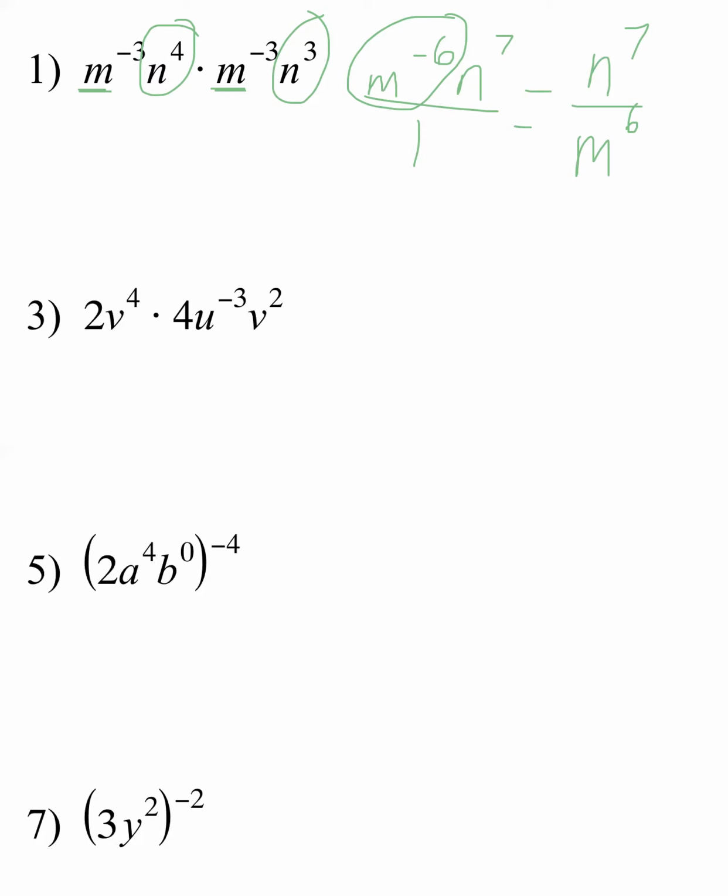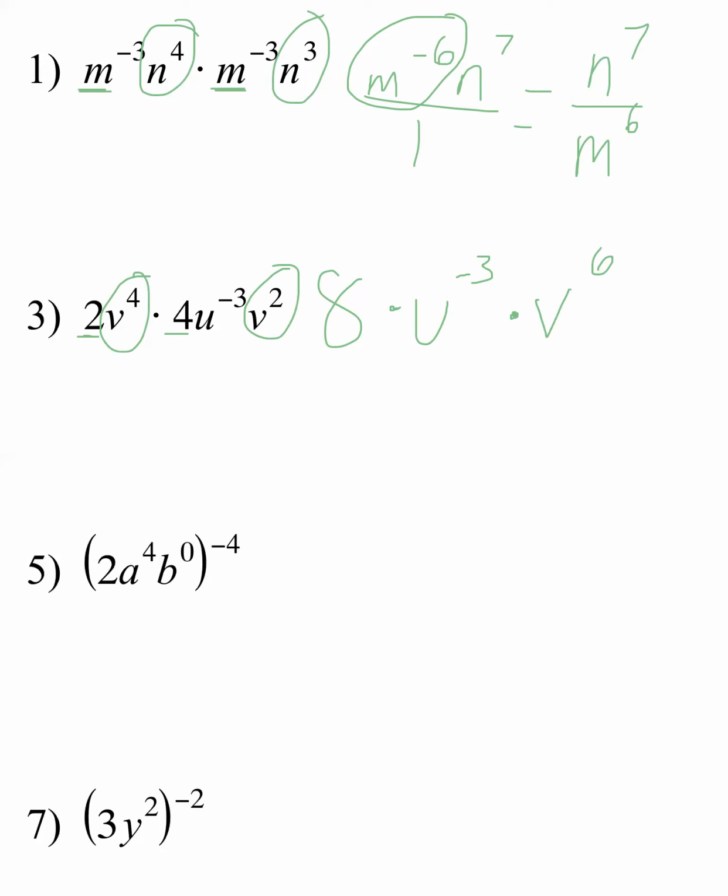Okay, let's try 3. The only way to get good at these is to try 1,000 of them. So the more you try, the better you'll get. Number 3, start off with the numbers. 2 times 4 is just 8. Okay, got it. Now let's go alphabetically. U, there's only one U, so I'm going to leave it as U to the -3rd. I know I need to fix it, but let me just combine things first. And then V's. I have V to the 4th times V squared, so that's V to the 6th.